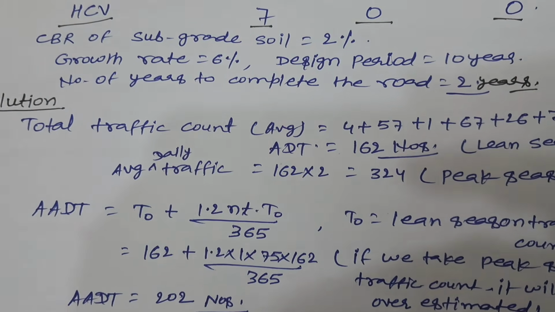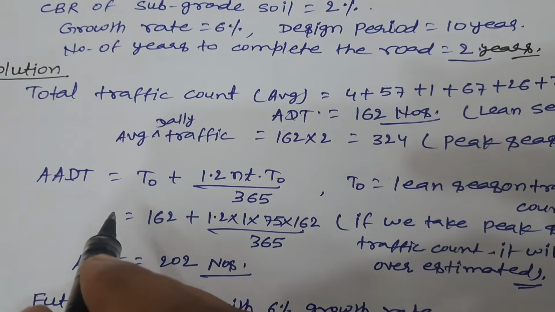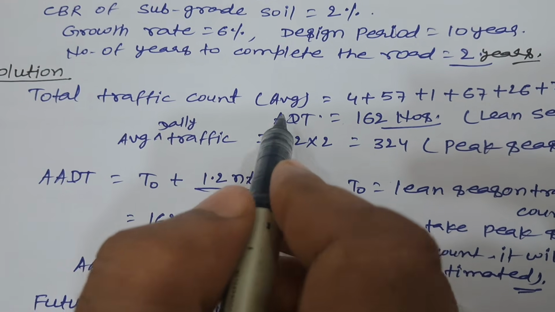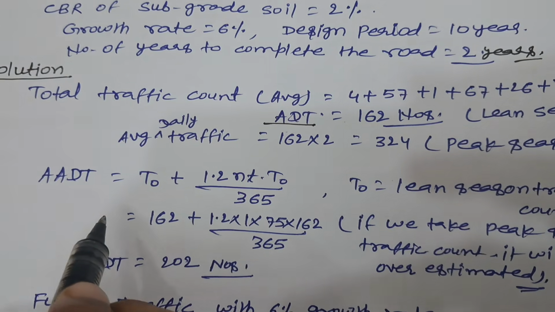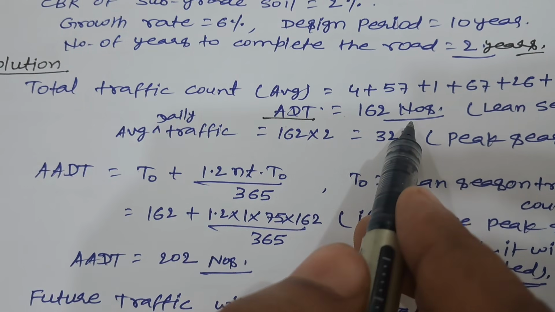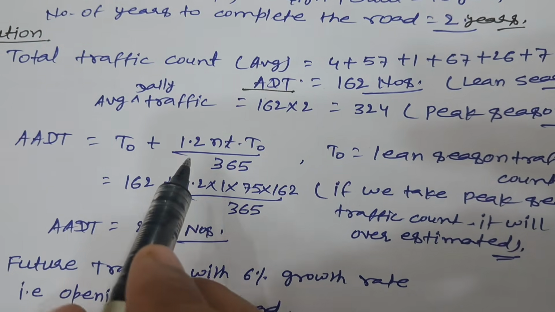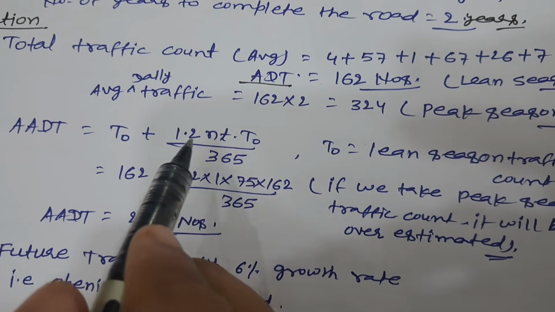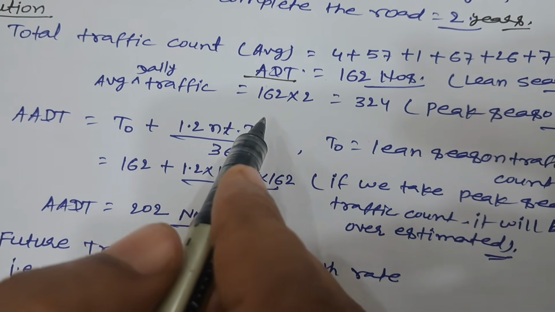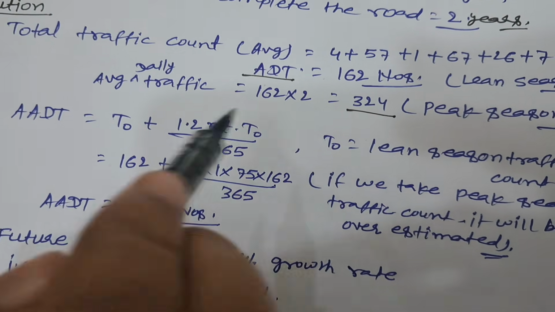So how to design flexible pavement? First of all, we have to add all the vehicles. Total traffic counts, average daily traffic will become, if you add all data, 162. This 162 is for lean season. For peak season, we have to multiply by 2. So average daily traffic for peak season will be 162 into 2 is equal to 324.